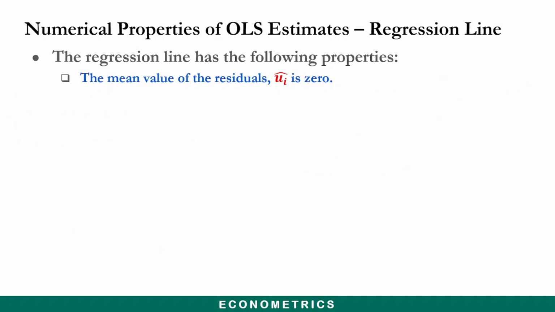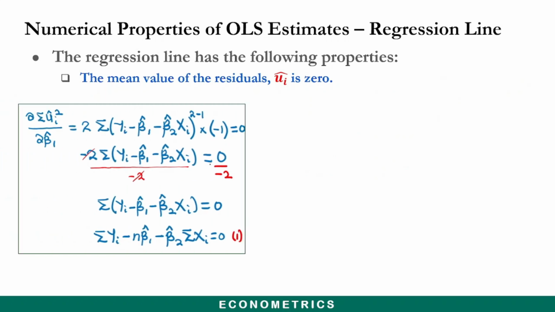Also, the mean value of the residuals is equal to 0. If you recall from the derivative of the sum of squared errors with respect to the intercept, we ended up getting this part here. So let's extract that to prove that the mean value of the residuals is also equal to 0. I would go ahead and write that here: the sum of yi minus beta 1 hat minus beta 2 hat xi equal to 0.